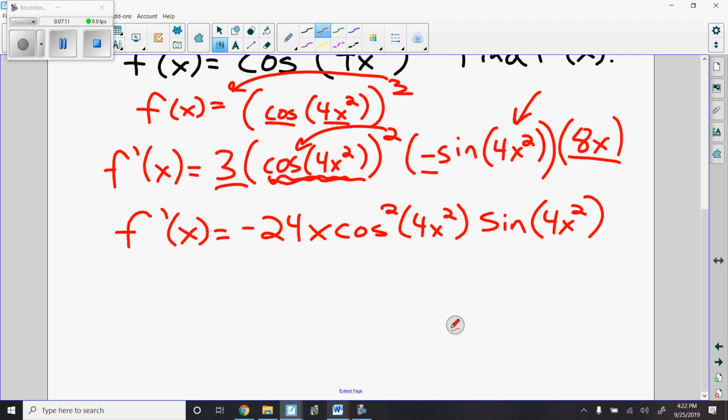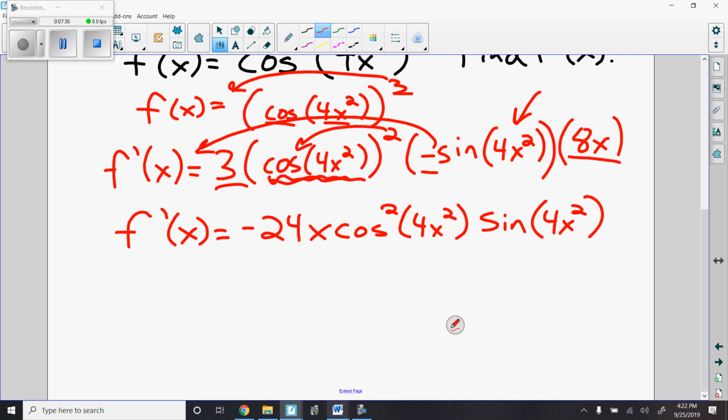Also, sometimes people take this minus and throw it out front, like I did here, and then rewrite the minus again down there. You can't do that. Once you throw it out front, just remember that you threw it out front and you don't need to include it in your rewrite. And there we have the correct solution of negative 24x cosine squared of 4x squared sine of 4x squared.